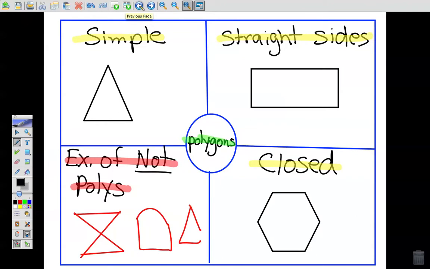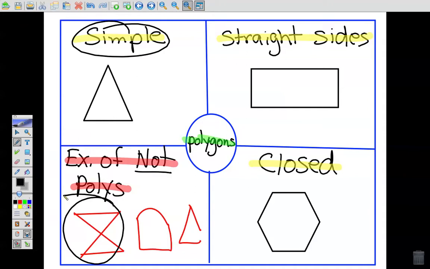Now, what do you have to have if you're going to have a polygon? Well, it's got to be a simple figure. Simple meaning it doesn't get really fancy. So in other words, you don't have something like down here where the sides are crossing, you got lines crossing, a whole bunch of stuff going on.